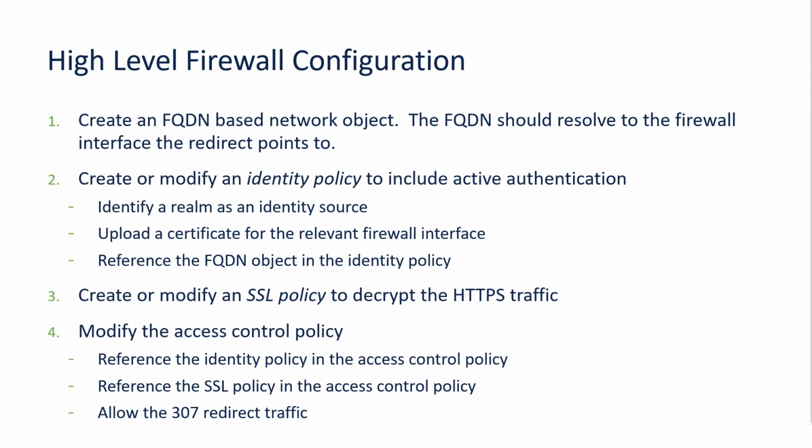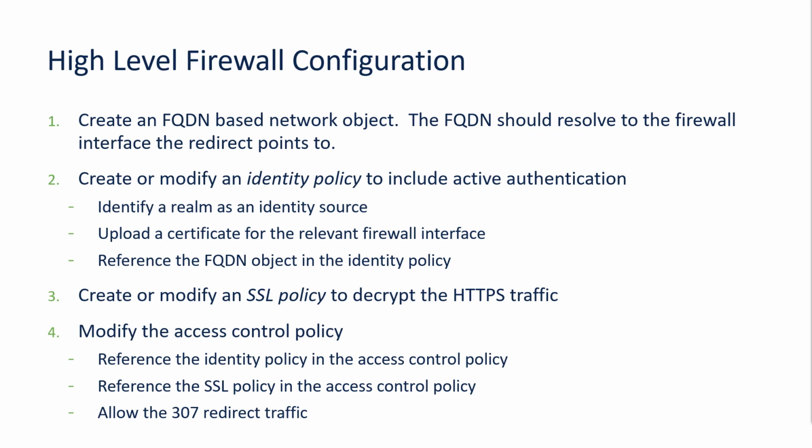Let's proceed with the demonstration. At a high level, what we're going to be doing is creating an FQDN object. This FQDN will point to the inside interface of the firewall. You then have to create or modify an existing identity policy to include active authentication. You have to identify a realm that you're going to use to do the authentication. You're going to have to upload a certificate for the relevant firewall interface, and you're going to have to reference that FQDN object in the identity policy so that it will populate the redirect with that FQDN.